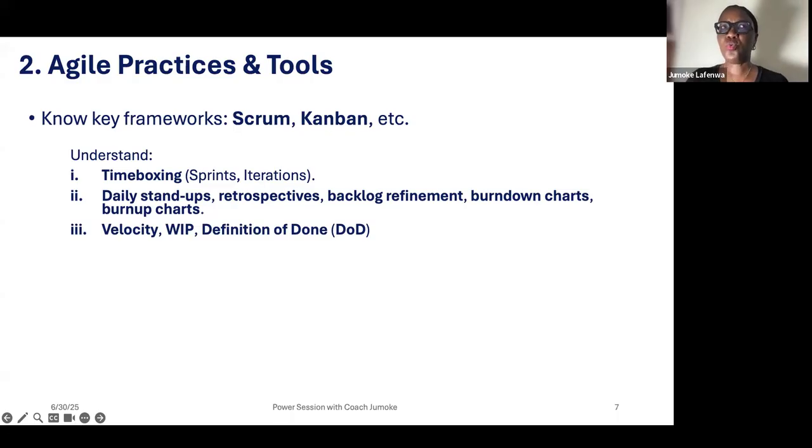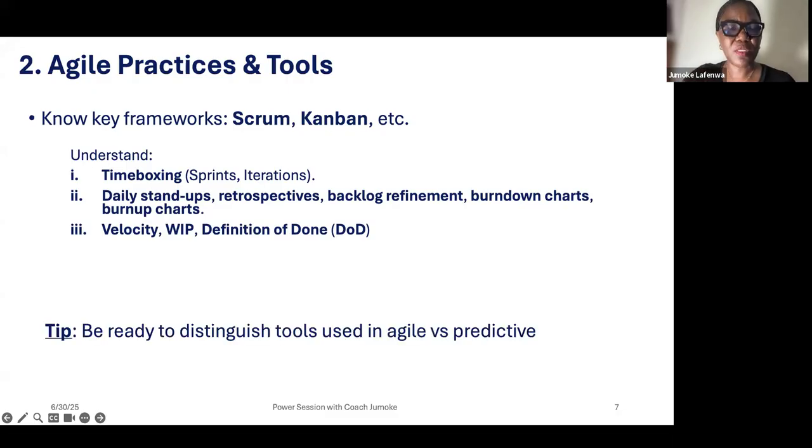So you want to limit the work in progress, or you want to push work in progress just in time. You don't want them hanging there. All right. So you need to also understand and read about work in progress. I've explained the definition of that. My tip is be ready to distinguish between tools used in agile versus predictive.